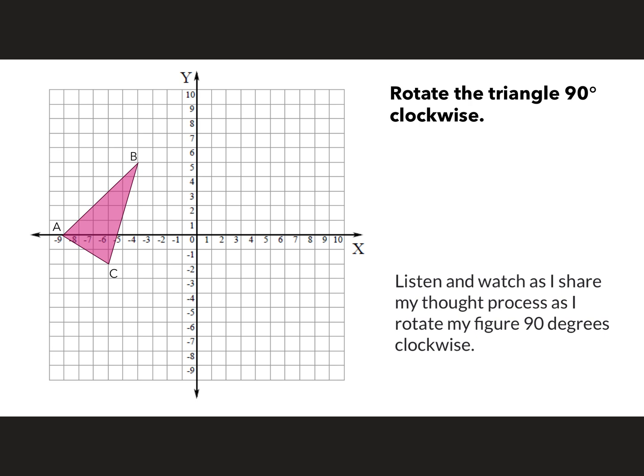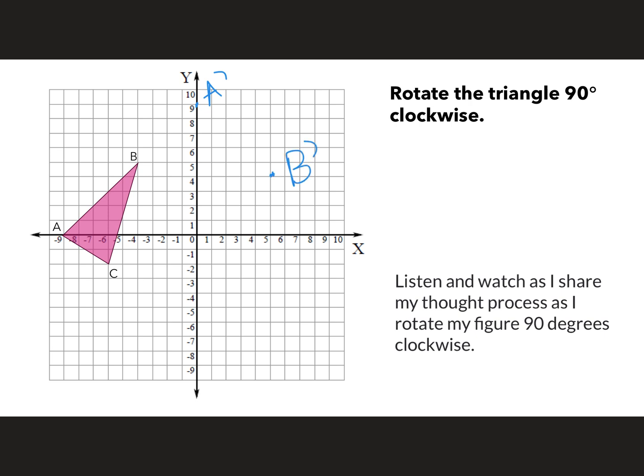So point A is at -9, 0. I'm going to flip that, 0, 9. And since I know it's going to go 90 degrees, I know that 0, 9 is going to be right here. And this will be my new A. And then B is at 4, 5. I know it's -4, 5, but in my brain, I'm just looking at 4, 5. I'm going to flip those, 5, 4. And since I know it's going in quadrant 1, I'm going to find 5, 4 in quadrant 1. There it is. There's my B.